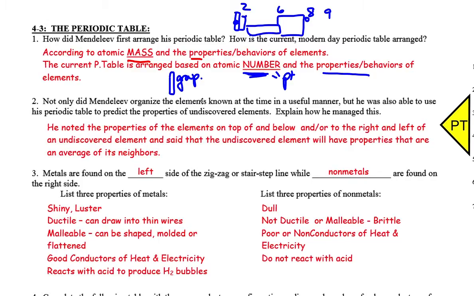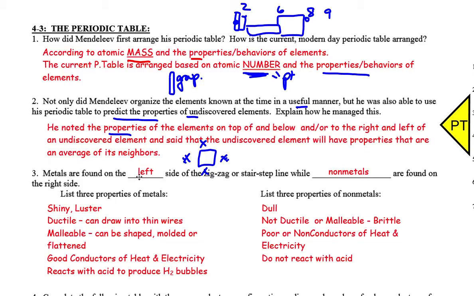Not only did Mendeleev organize the elements in a useful manner, but he also used them to predict properties of undiscovered elements. And he looked at the properties of elements above and below and to the left and the right and basically averaged them. And he said that the missing element that should be in this block, the properties are going to be in between the elements here and the properties of the elements here. And he predicted these properties, and sure enough, when they discovered those elements, they did in fact have properties that were right in between those two. And the same thing with top and bottom.